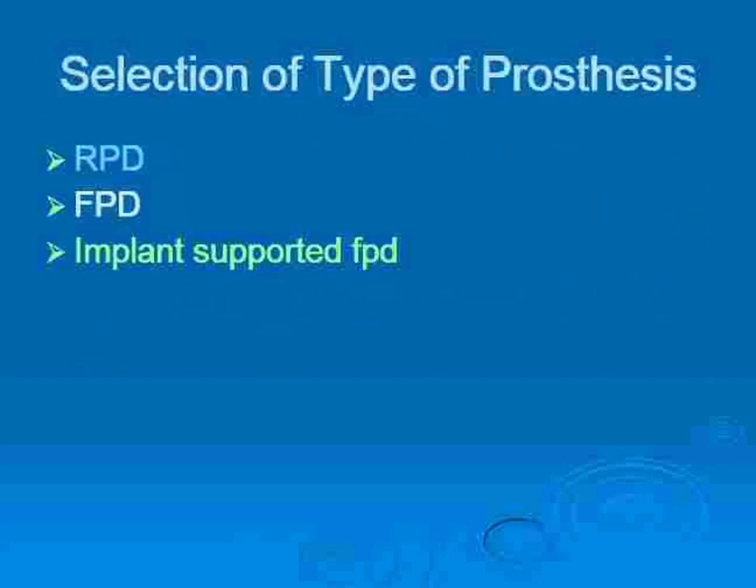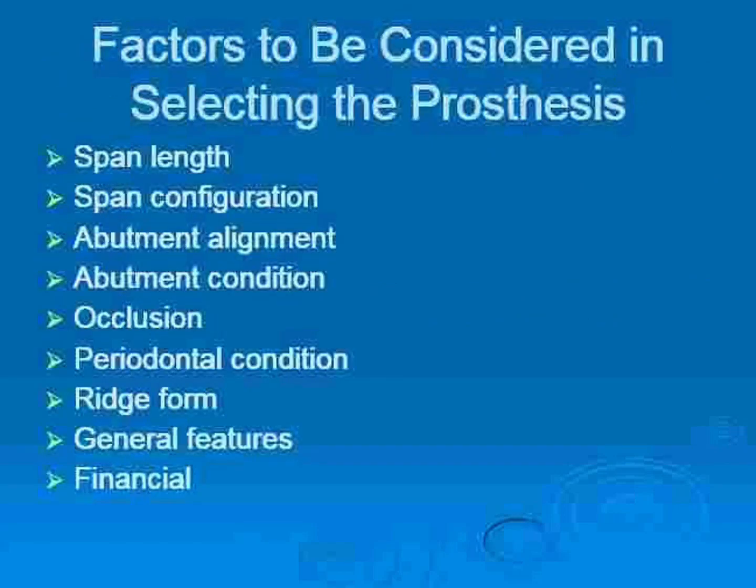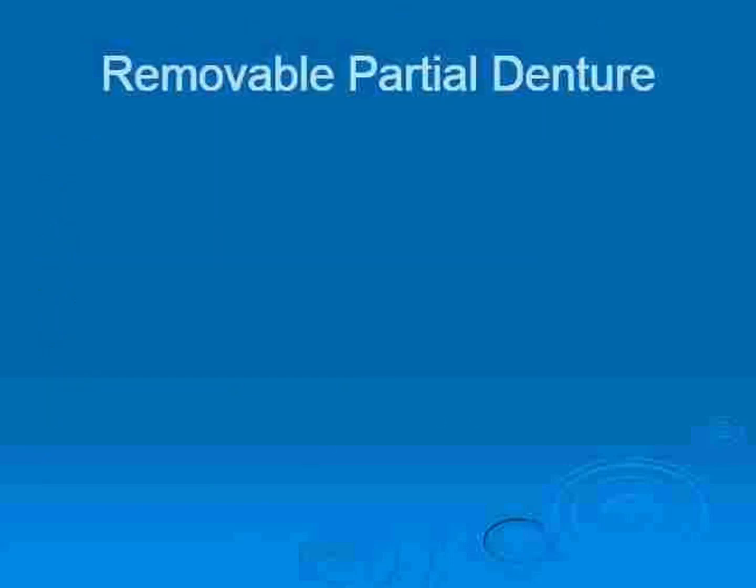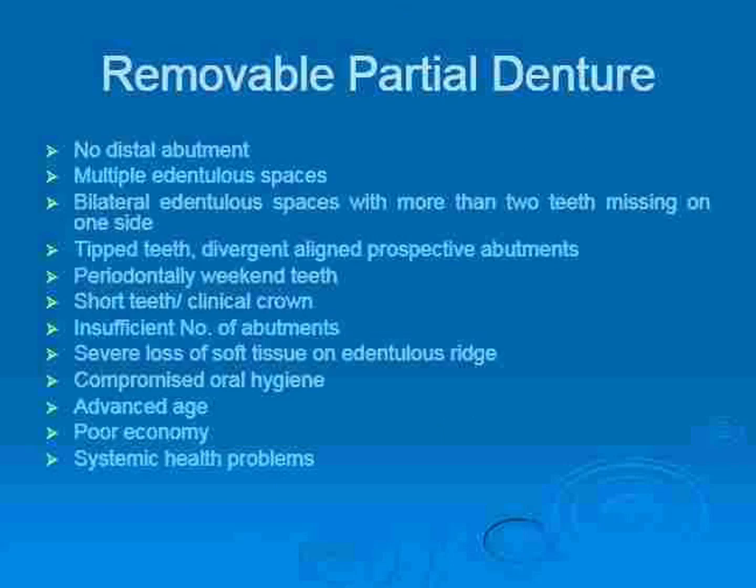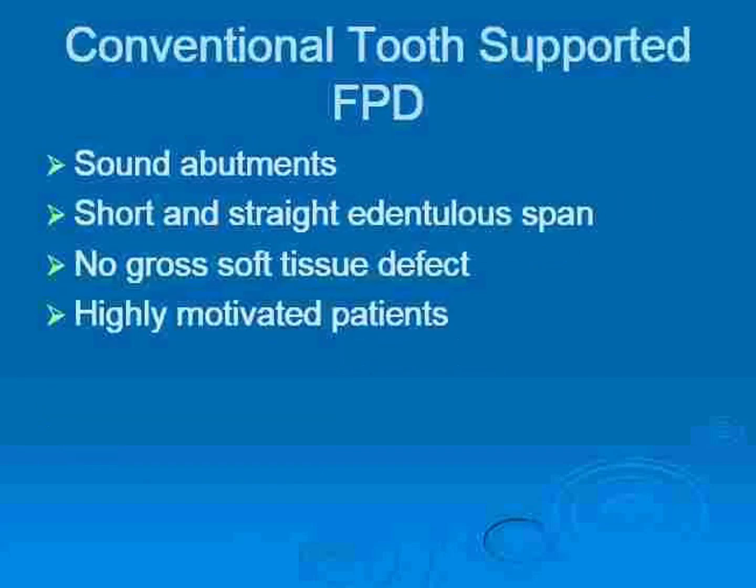So, selection of the type of prosthesis depends on whether it is an RPD, FPD or implant supported prosthesis. These are the factors to be considered while selecting the type of prosthesis. Removable partial denture. It is indicated when no distal abutment is there, multiple missing spaces are present, bilateral edentulous space is present with more than 2 teeth missing, when the teeth are tipped, divergent, periodontally weak, short teeth, insufficient number of abutments, significant amount of ridge loss, compromised oral hygiene, advanced age, economic factors and systemic health problems.